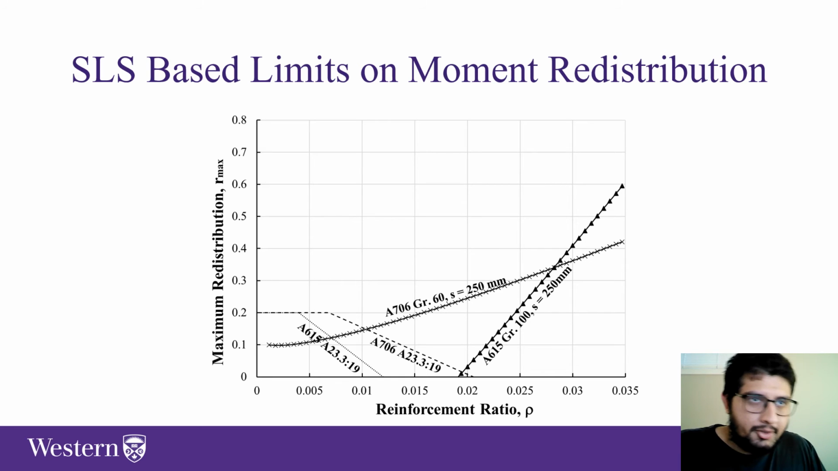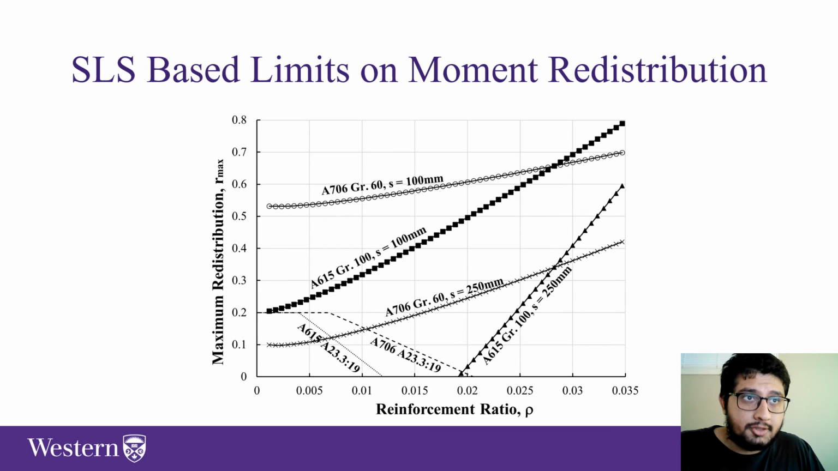But if we reduce the reinforcement bar spacing from 250 millimeters to 100 millimeters, then the 8.2.3.3 limit is conservative. So it actually depends on multiple factors whether our serviceability crack width criteria is going to be satisfied. And here I'm using the ACI 318 crack width criteria.